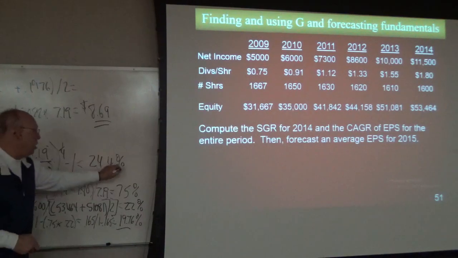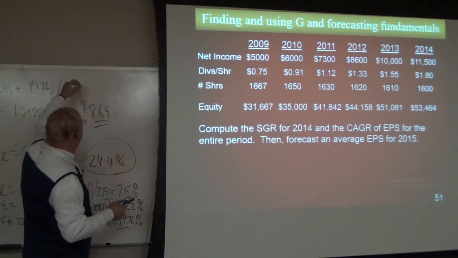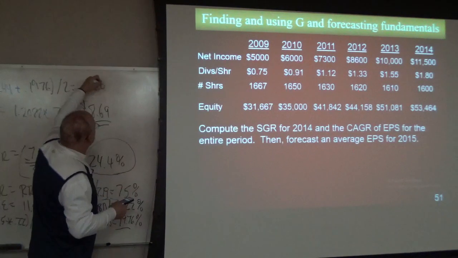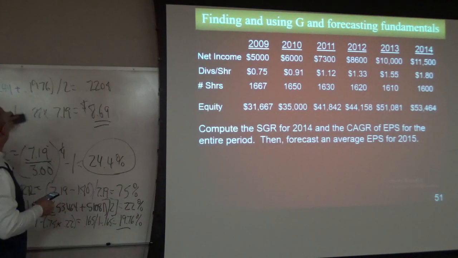We're taking this number here. So it's 0.244 plus 0.1976 divided by 2. Mistakes happen, so let's clear this up. 0.244 plus 0.1976 equals, divided by 2 equals 0.2208. It's not going to make much difference, but let's do it right. So yeah, that's going to make a difference.